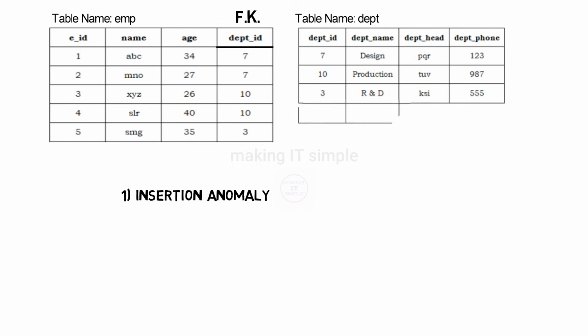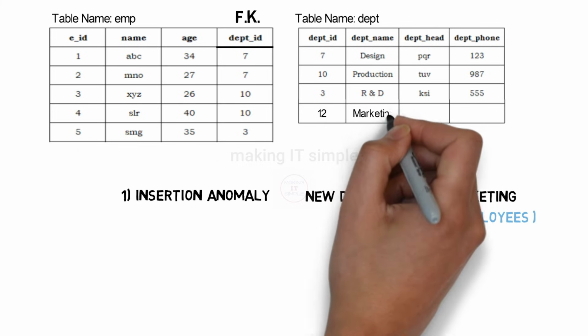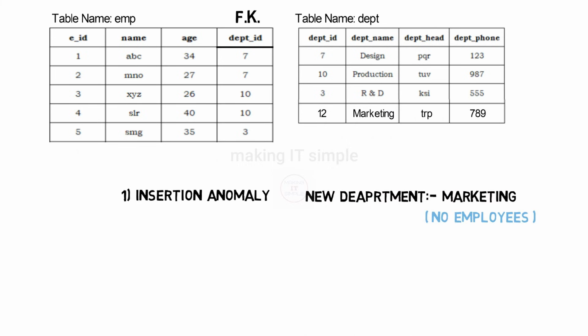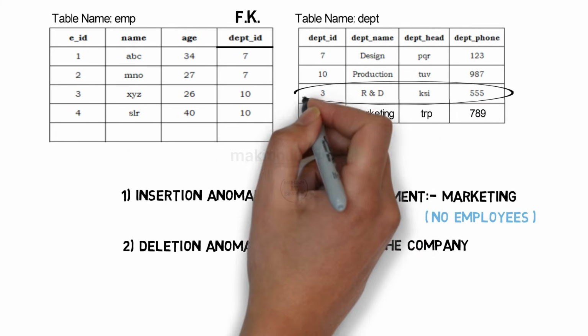So first was insertion anomaly. Now if new department is added to company, and if it does not have any employee, there is no problem in that, because we can now add department data separately. And whenever employees are appointed, their data can be added separately to employee table. Second we saw was deletion anomaly. Now if an employee leaves the company, we can delete that employee's data from database without deleting department data.